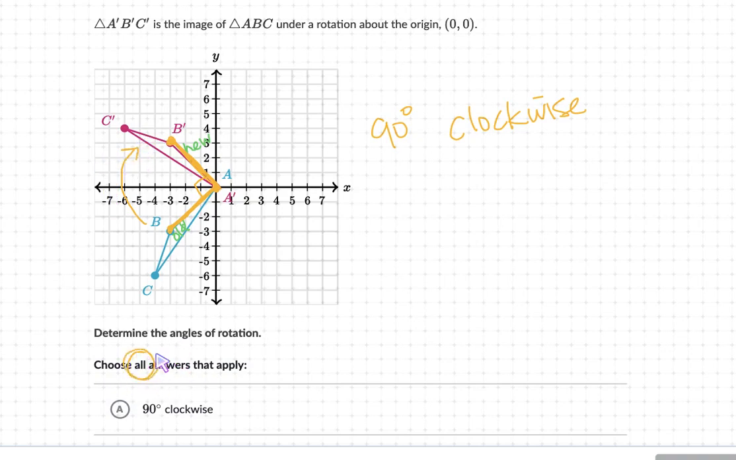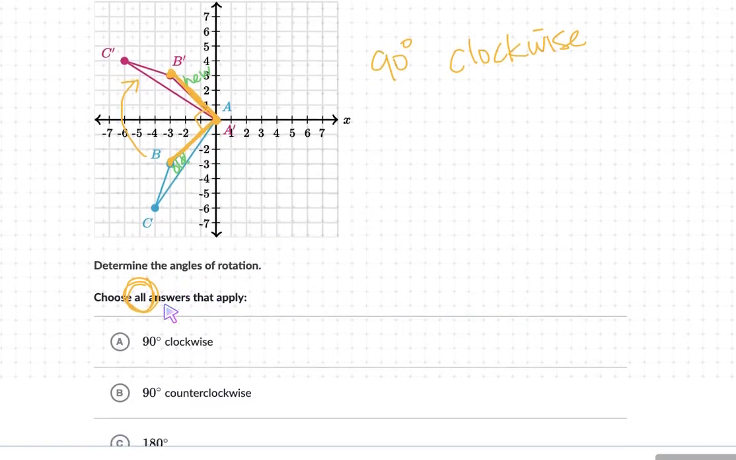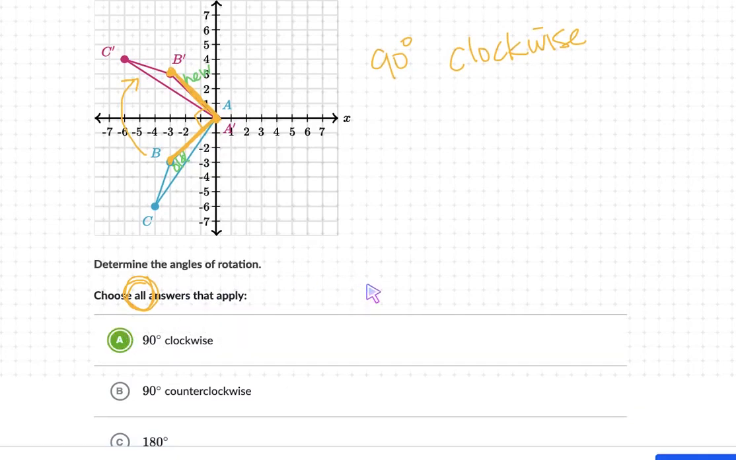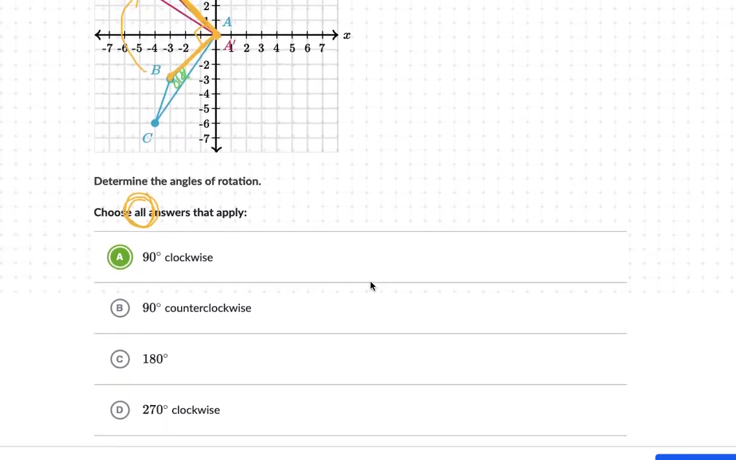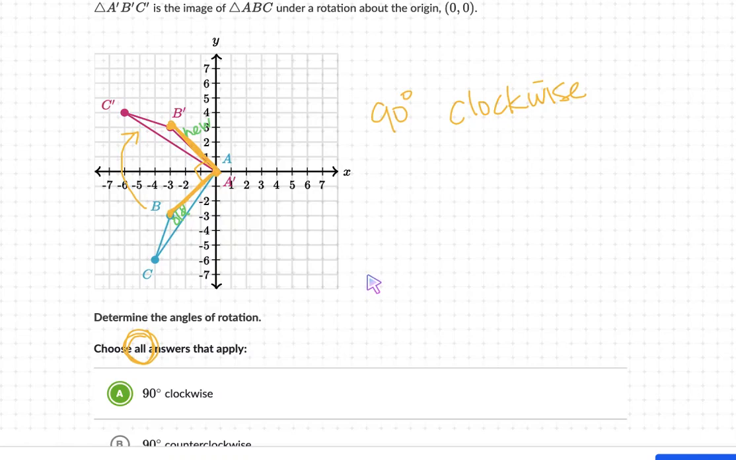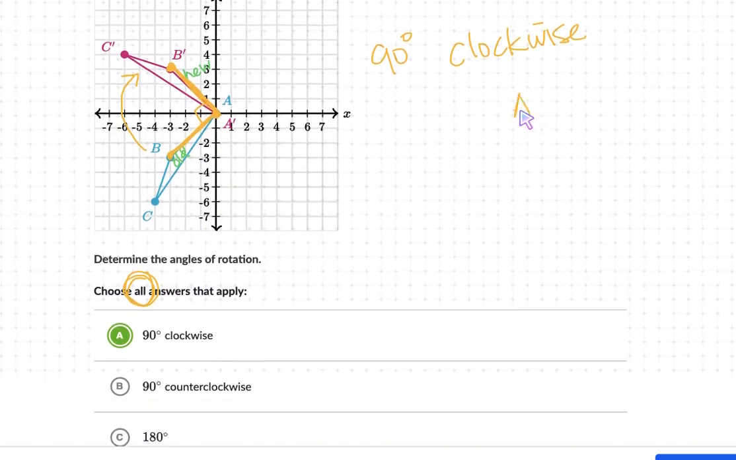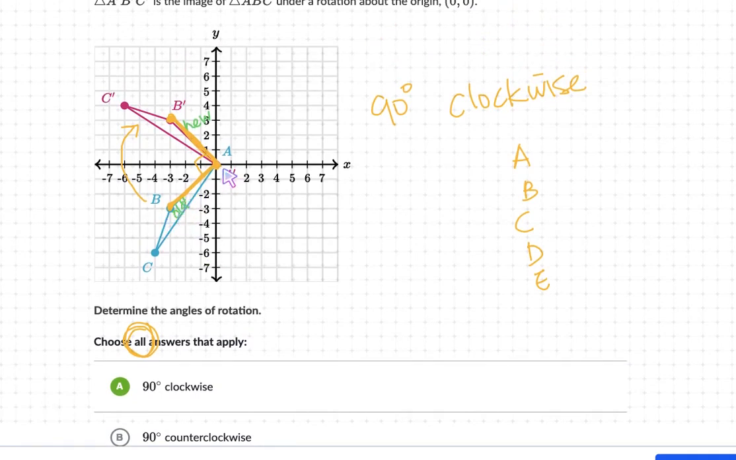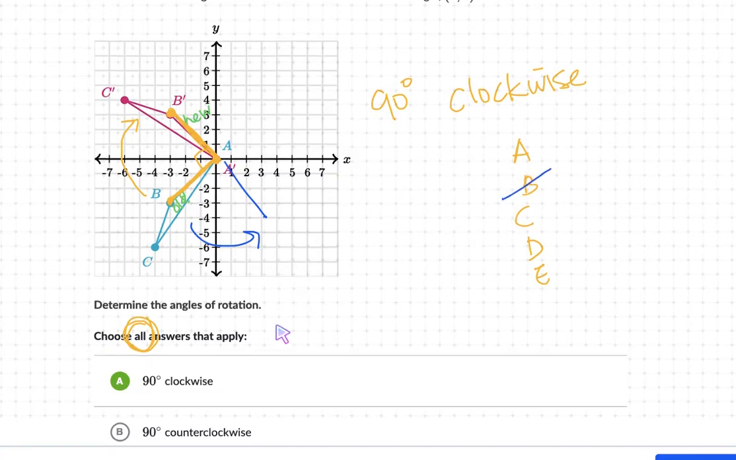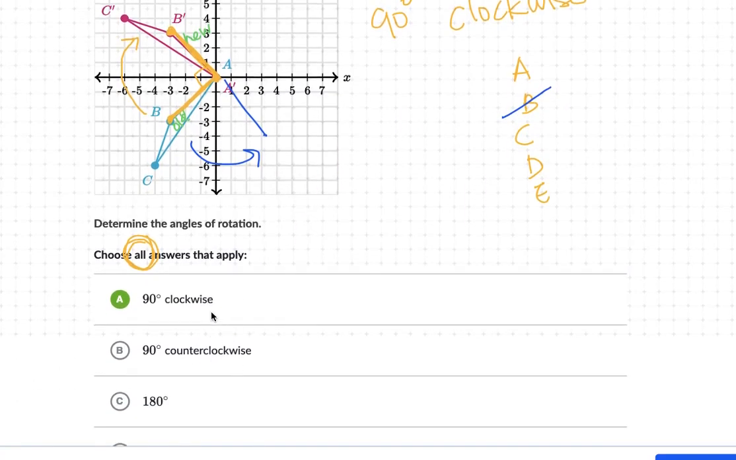However, it said choose all answers that apply. So that makes me want to, first of all, choose my answer, and then double check and make sure that none of the other ones also work. Oh, I had another answer down there. Now, if it's 90 degrees clockwise, let me write down my choices. That eliminates 90 degrees counterclockwise, because counterclockwise would mean that it ends up over here. It's in the other direction. So that's gone. Those two are not the same.